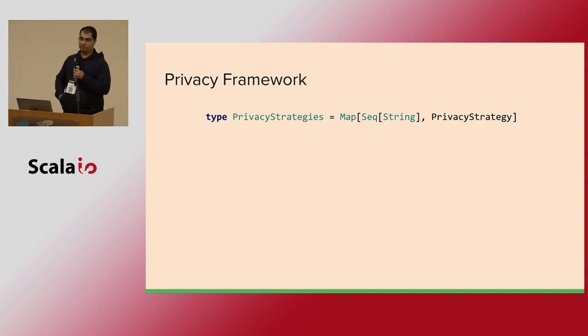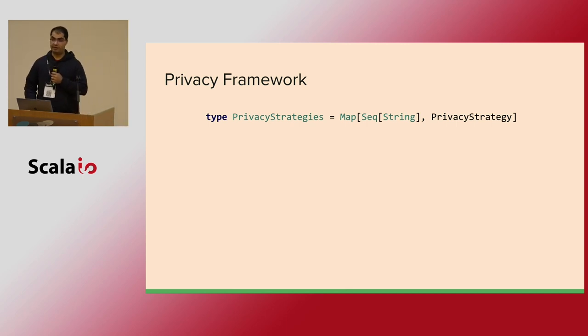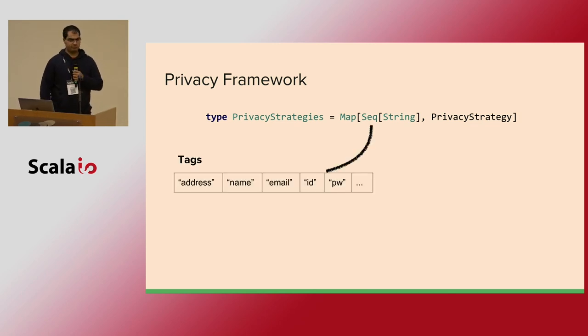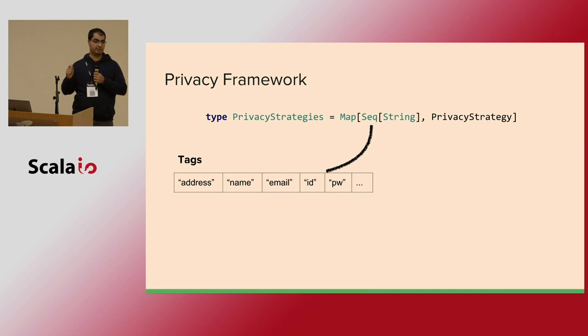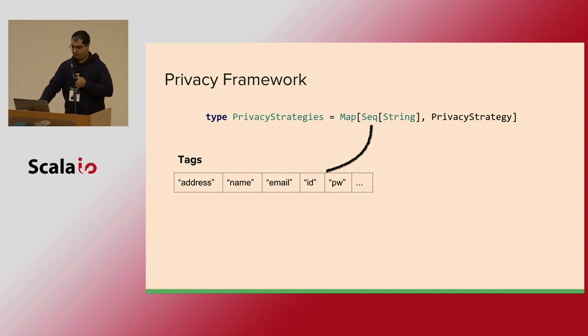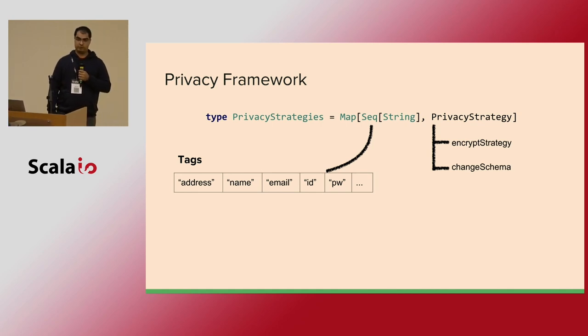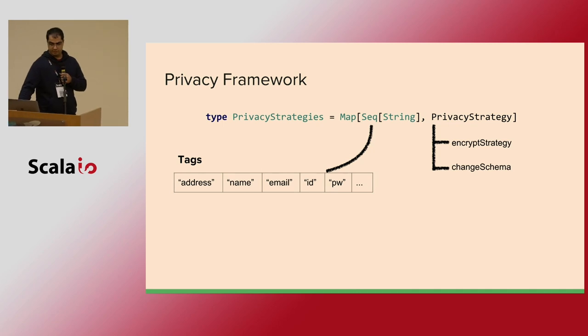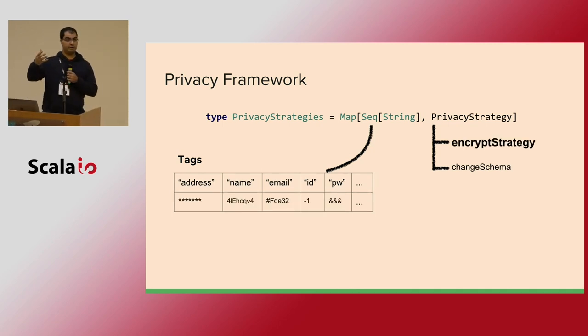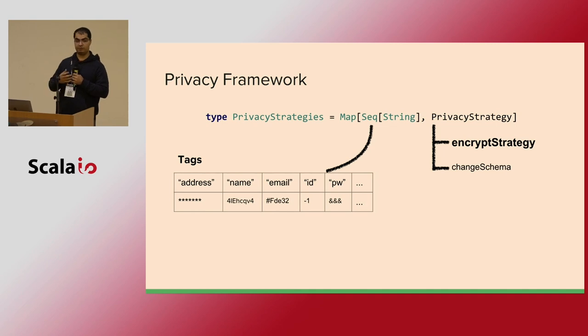We have a map of a sequence of strings that will be the semantic tags we put on data, and a privacy strategy. The tags can be pretty simple. It can be just, this is an address, this is a first name, this is a last name, this is an email, this is an ID, this is a password. And for the privacy strategy, we have two main contracts that we wanted to respect. We want an encrypt strategy that will take these values and cipher them, mask them, replace them with stars, or just put longs. And we want to know exactly how this privacy strategy might change the schema.